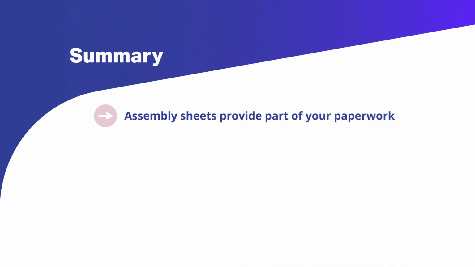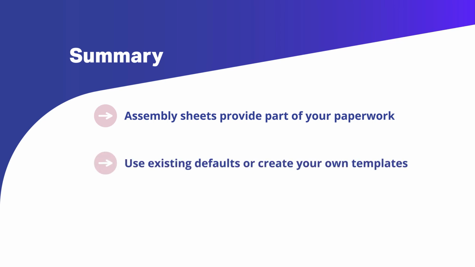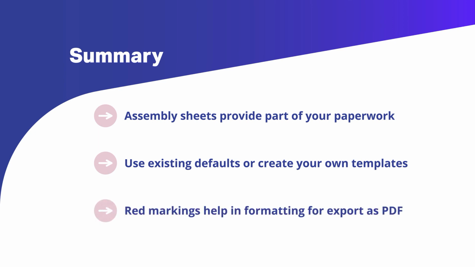Remember, assembly sheets generate all the properties of an object in a list and provide part of your entire paperwork. Defaults provide pre-existing templates, and you can also create your own. Red markings help you format your list in PDF format for export.